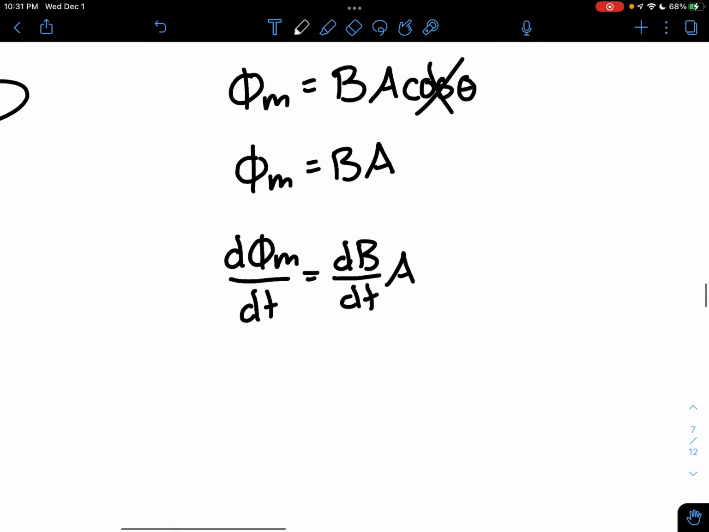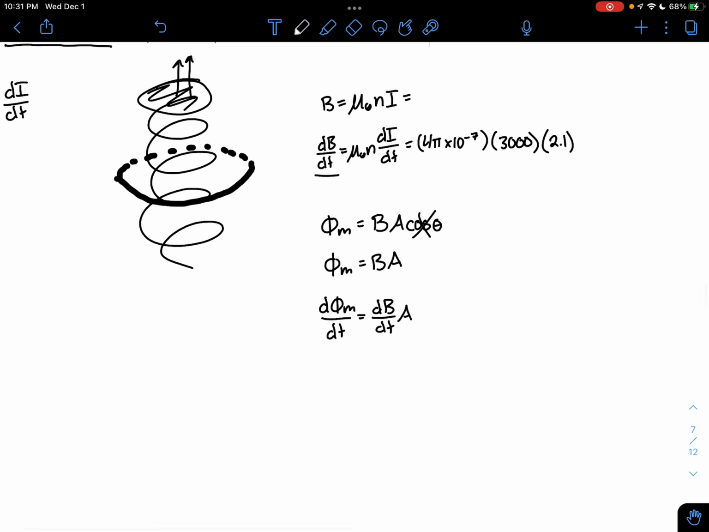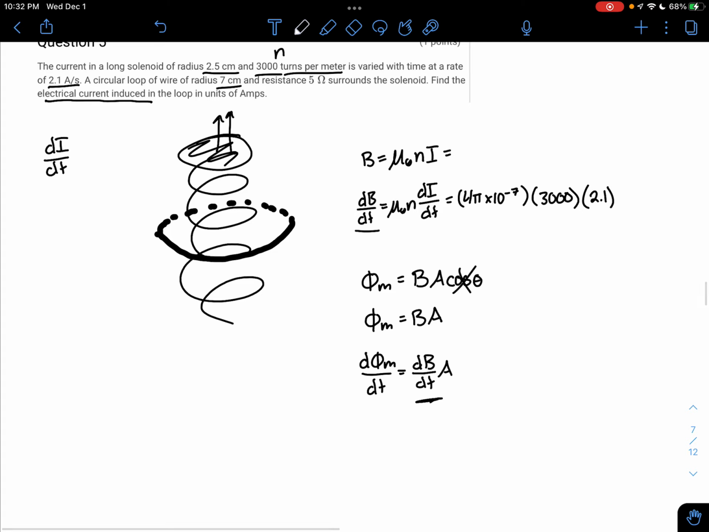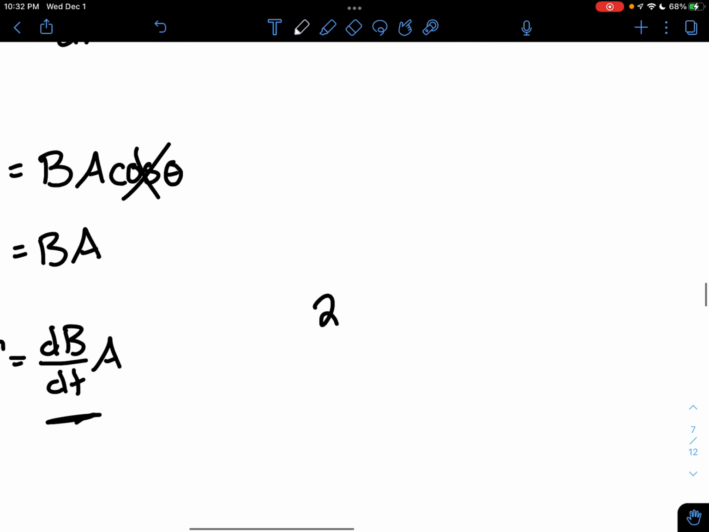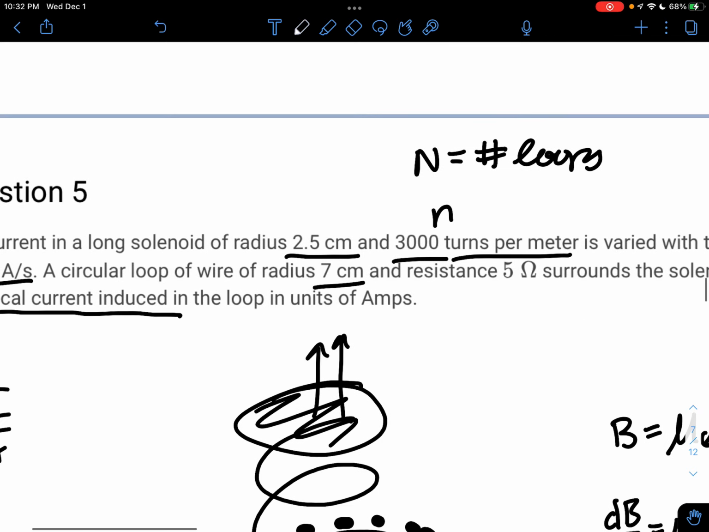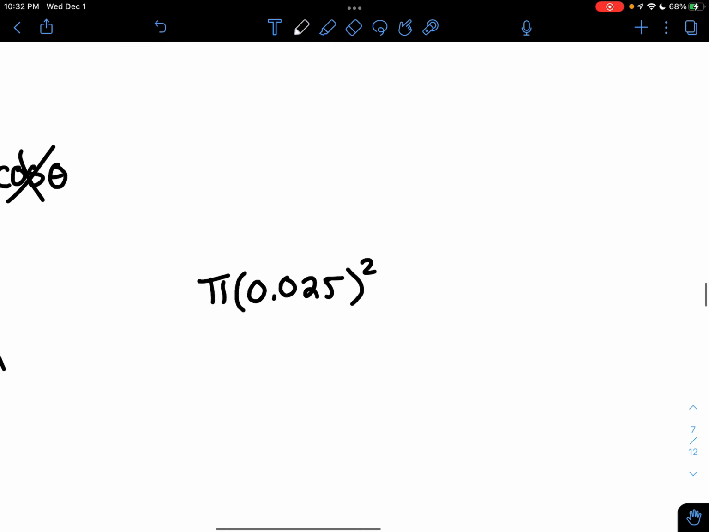So now, the fun part is actually plugging all this in, right? So we have a value for dB dt we can plug in. Our area of this cross-section is just going to be the area of a circle, so that's pi times the radius of the solenoid squared. The solenoid is 2.5 centimeters, which is 0.025 meters, right? Always in base units, always in base units.